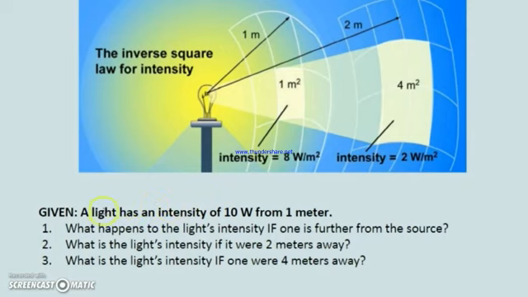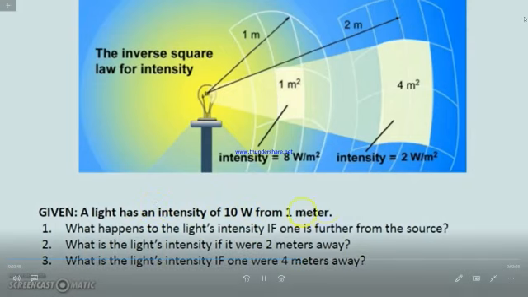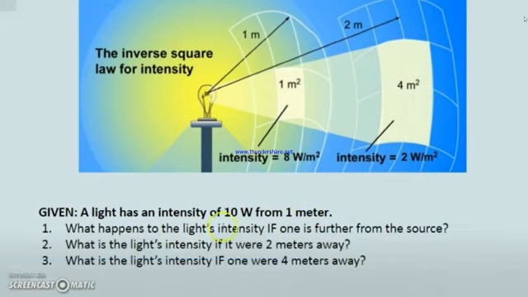So let's do the math. A light has an intensity of 10 watts from 1 meter. Okay, so I'm changing this number. 10 watts from 1 meter. What happens to the light's intensity if one is further from the source? Well, I just lectured to you that the intensity decreases by an inverse square. So what is the light's intensity at 2 meters away? Well, 2 meters is 2 times further than 1 meter, so it's going to be 1/4 of 10 watts. Therefore, 1/4 of 10, or 10 divided by 4, is 2.5 watts of intensity.